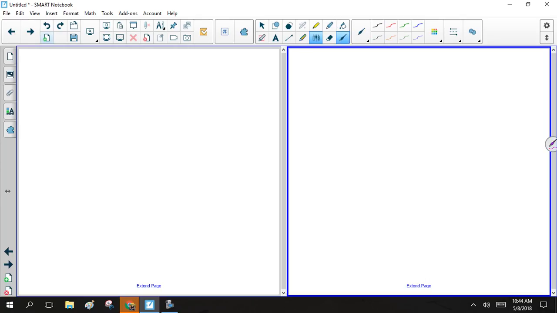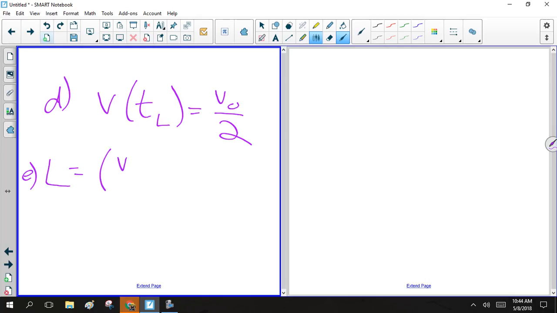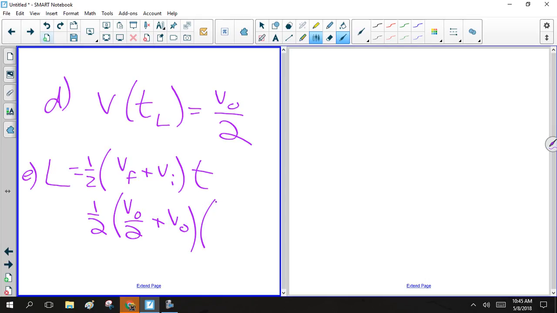So for part D, you get that the velocity at the time that it has gone a length L is V0 over 2. Cool? So now to find your length for part E, you can use the kinematics equation. You know your VF is V0 over 2, your VI is V0, and then your time you found before, that's V0 over 2 mu g. Cool?